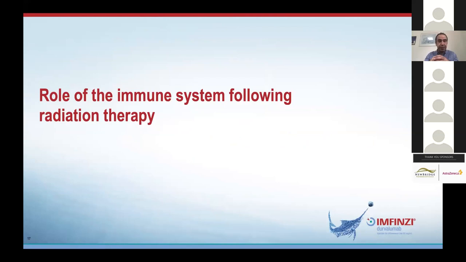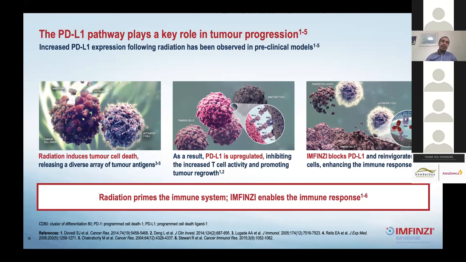What is the rationale of immunotherapy after chemoradiation therapy? As you can see clearly, radiation-induced tumor cell death releases a diverse array of tumor antigens. As a result, PD-L1 is upregulated, and consequently, PD-L1 blockade will be more efficient. So radiation primes the immune system, and Imfinzi enables the immune response.